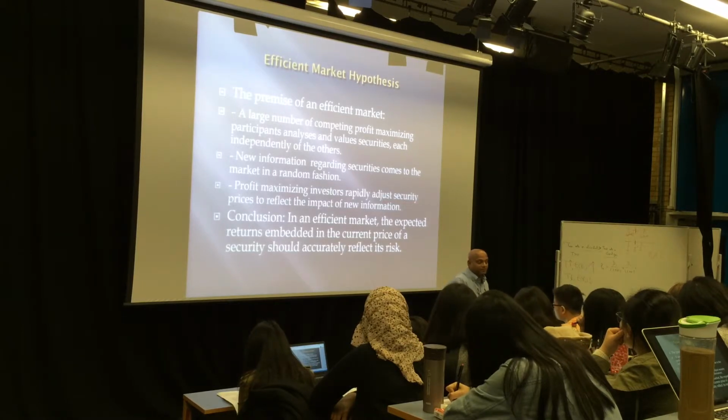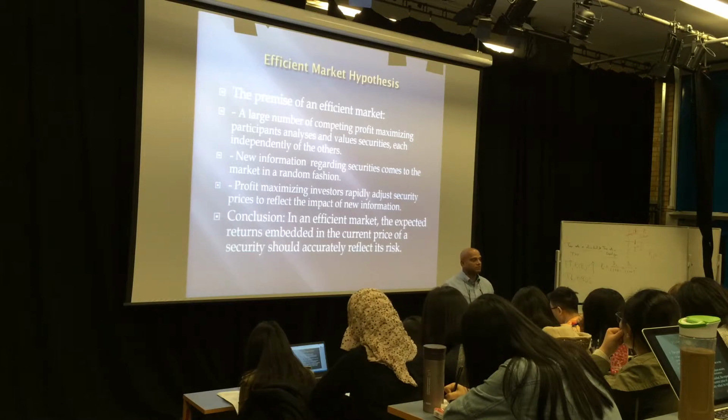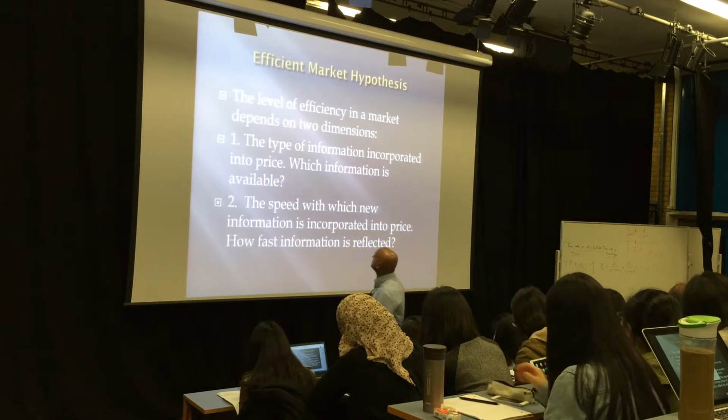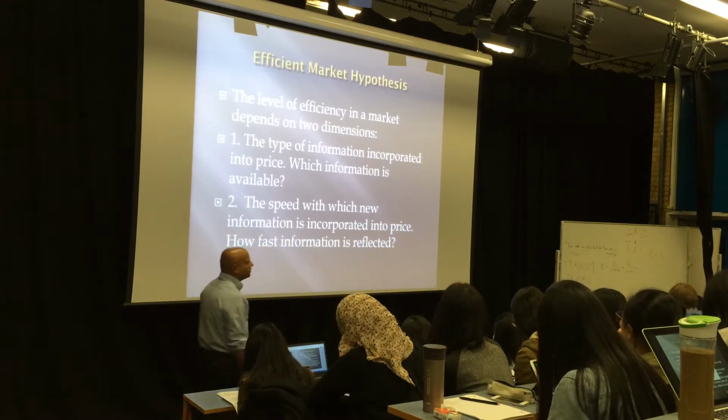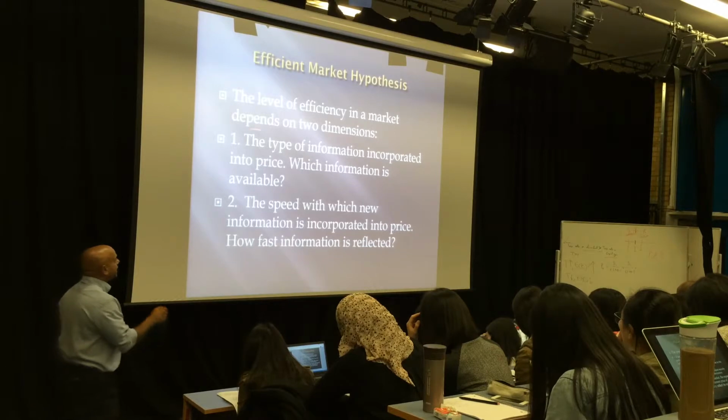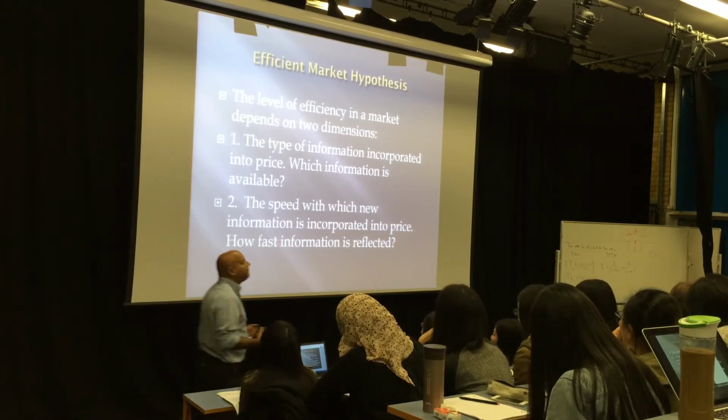Going back to CAPM. Price reflects the correct risk. Return reflects the correct risk. There's no mistake there. Okay, two dimensions. The two dimensions. The type of information.